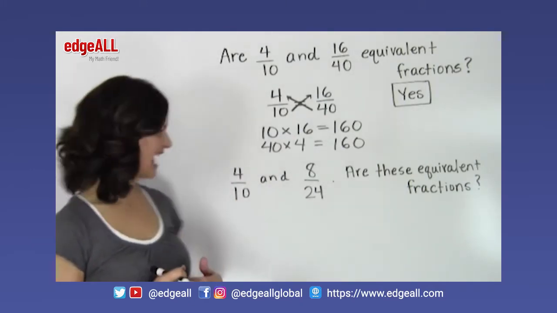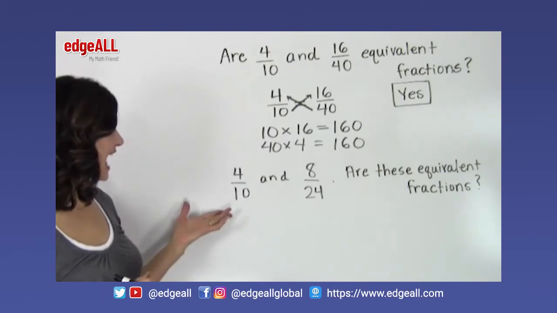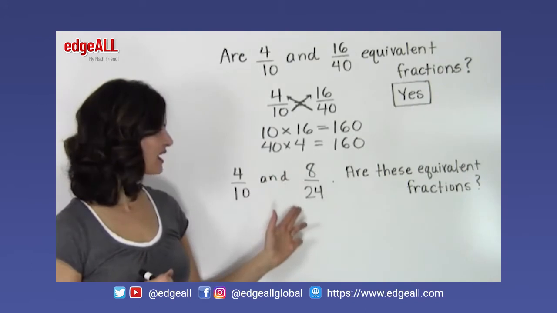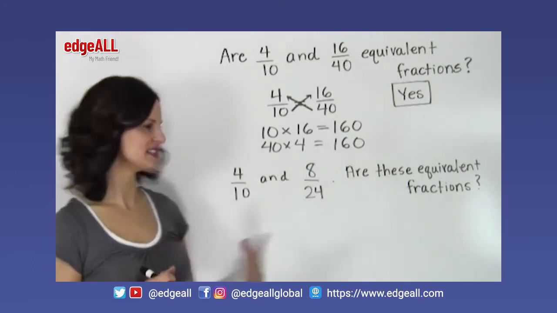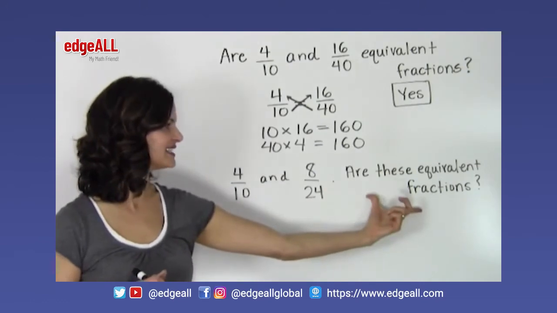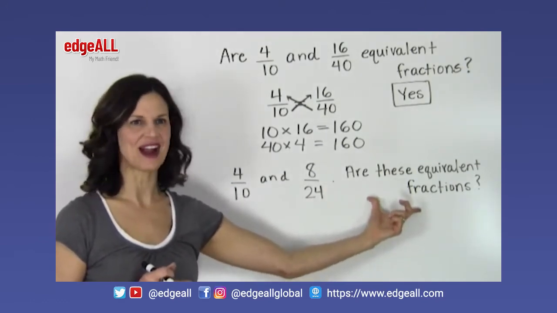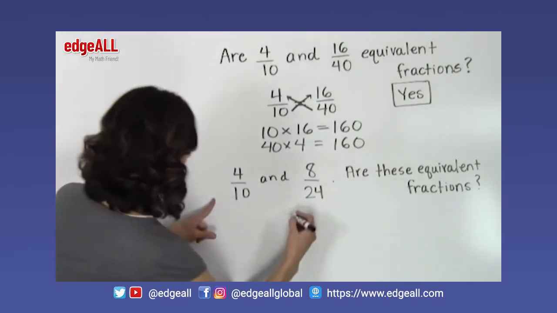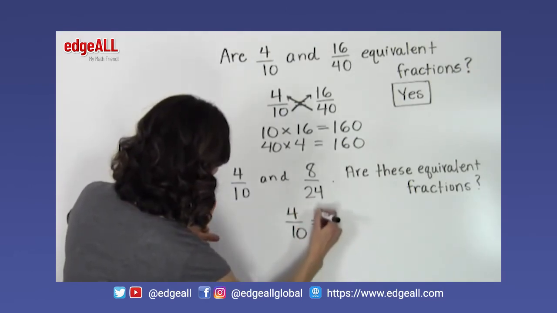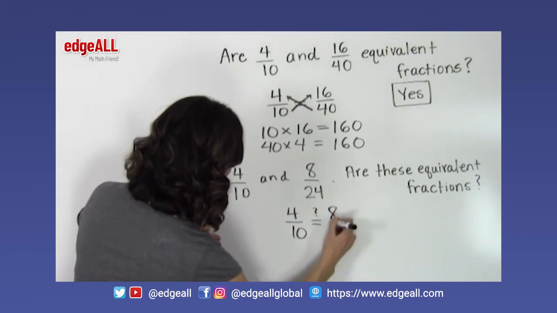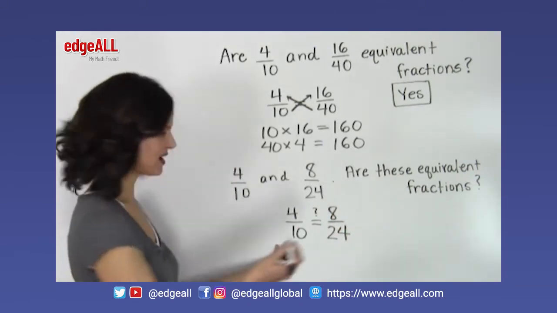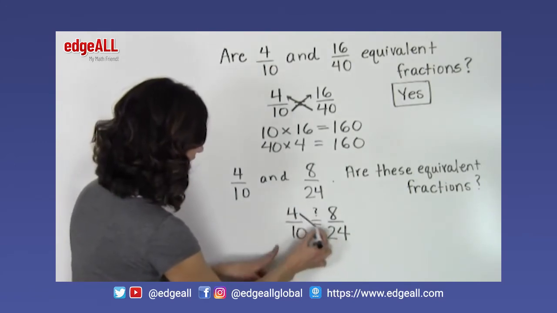My second example is similar. It asks me if 4/10 and 8/24 are equivalent fractions. So they've given me two fractions here, and the question is, are these equivalent fractions? Again, I'm going to set up my 4/10 right next to 8/24, and I'm simply going to do my cross multiplication.